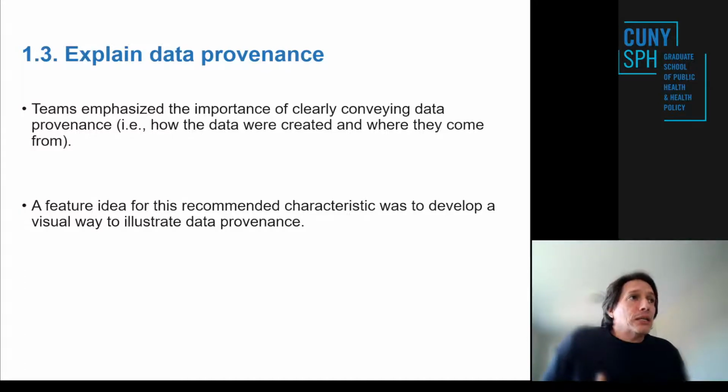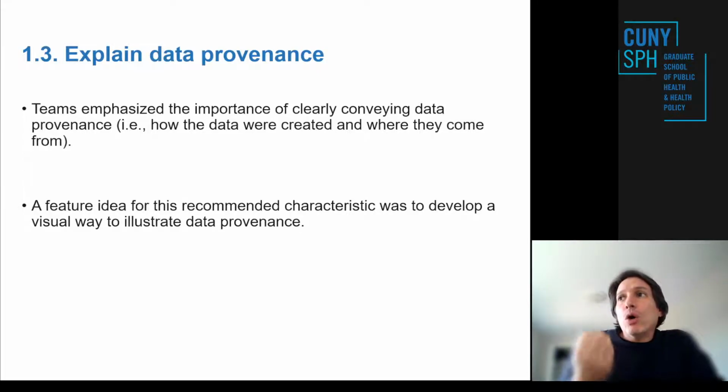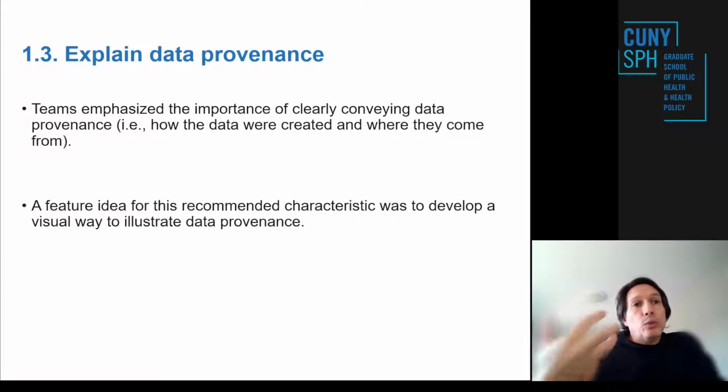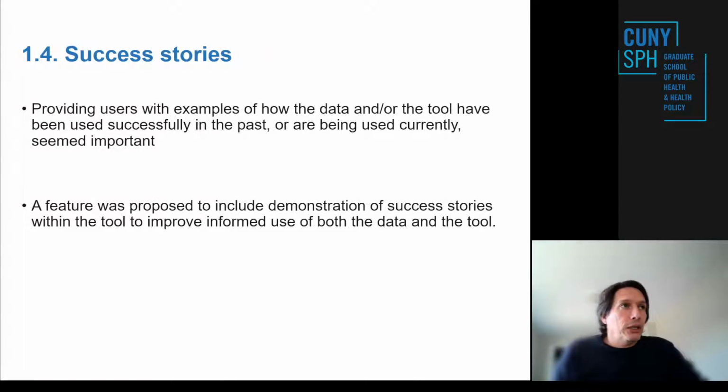Third thing, data provenance. It's really important for them to know where the data is coming from, how the data was created, how the data has been curated, how the data has been manipulated in order to be trustworthy. This is a feature that they want to be represented in a visual way to illustrate the data provenance. And you can have a lineage, or you can have logos or seals or things like that that represent it.